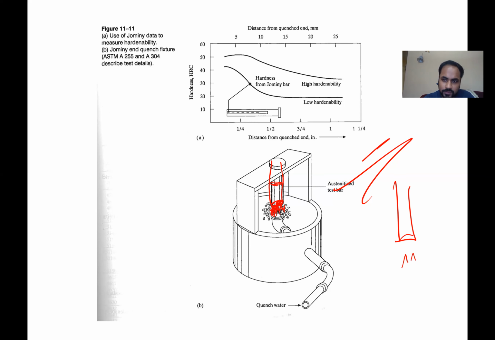So here you have martensite, and then the amount of martensite formed will keep on reducing. Then you just measure hardness of different regions, and that gives you information on how much martensite is forming, how easily my material can be hardened. And that's what hardenability is.